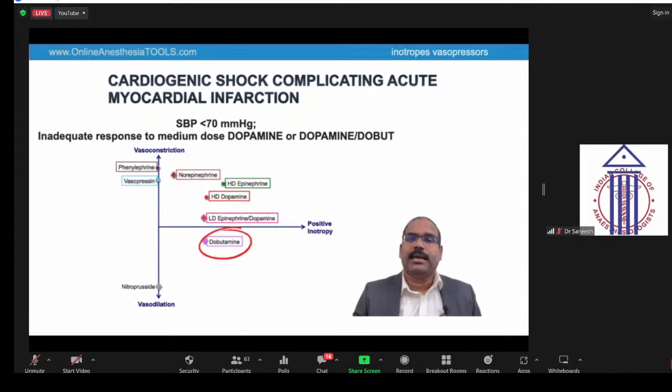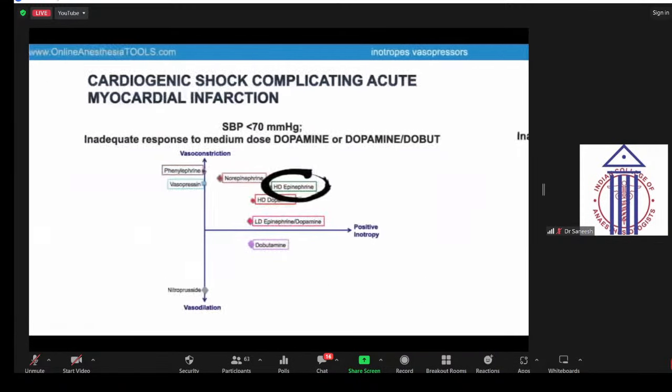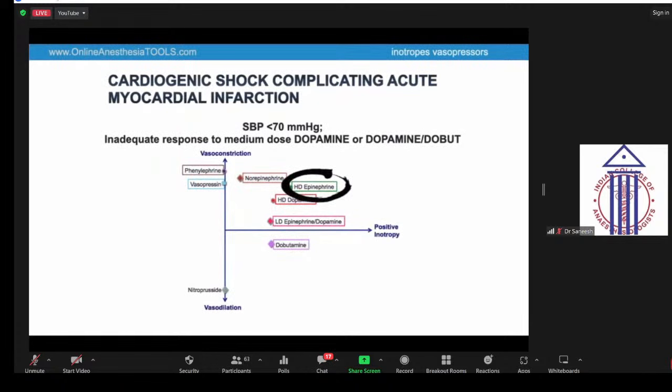Recommended starting doses are from 0.01 to 0.03 milligrams per kg per minute. The maximum suggested dose is 0.1 milligram per kg per minute. Now you can locate where norepinephrine is located in our plot of vasoconstriction versus inotropy. A little bit of inotropy, but far more vasoconstrictor action. It has also been shown to have antithrombotic effects, especially when you are using it in cardiogenic shock.